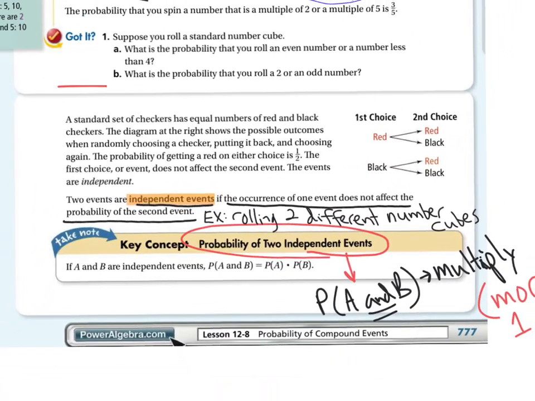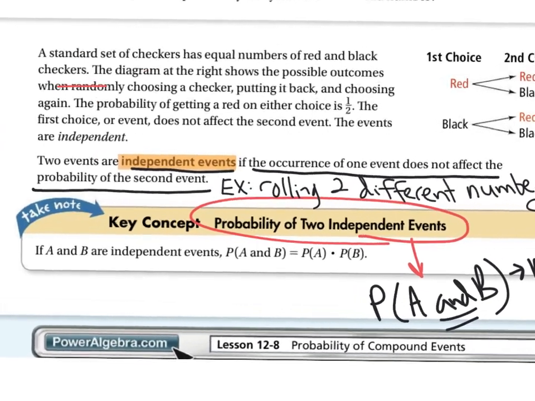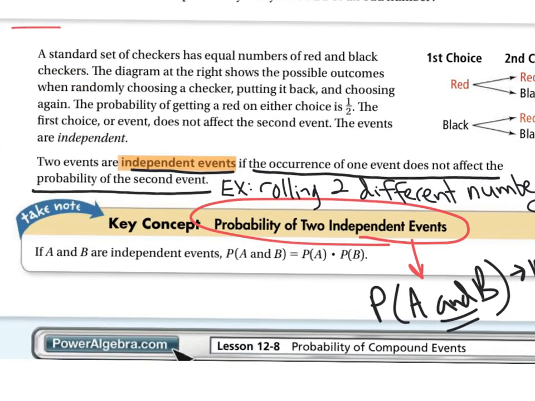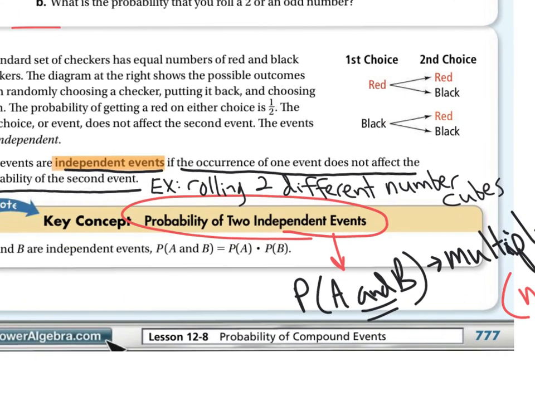So if we look down below that, we're going to talk about independent events. Independent events, this is what happens if the occurrence of one event does not affect the probability of the second event. So for example, if we're rolling 2 different number cubes, what I roll on the first number cube isn't going to have any impact on what I roll on the second number cube.